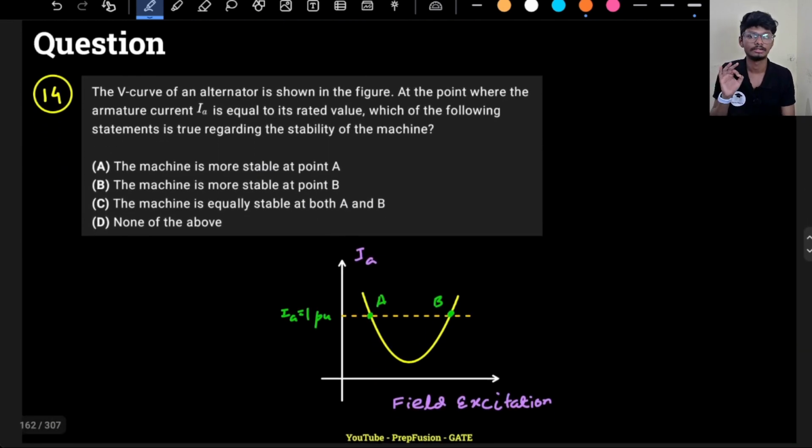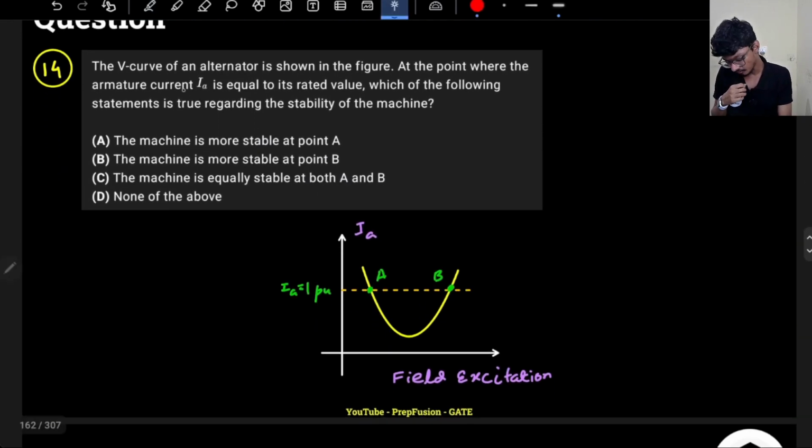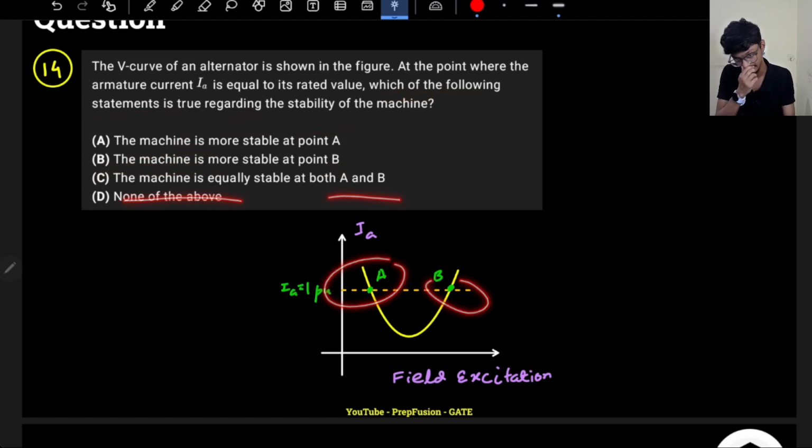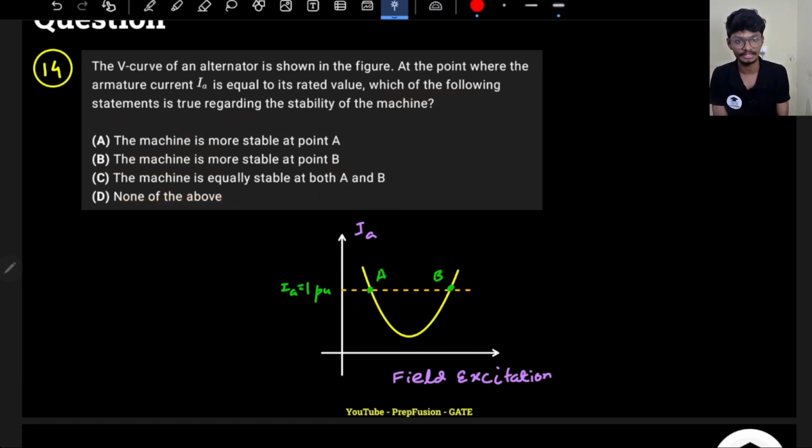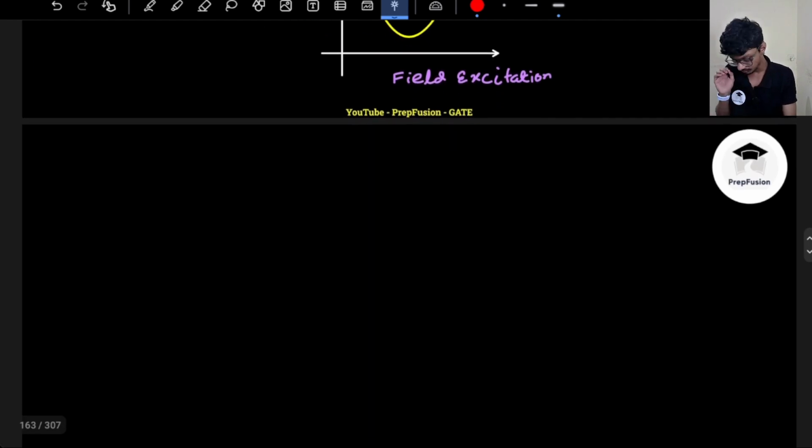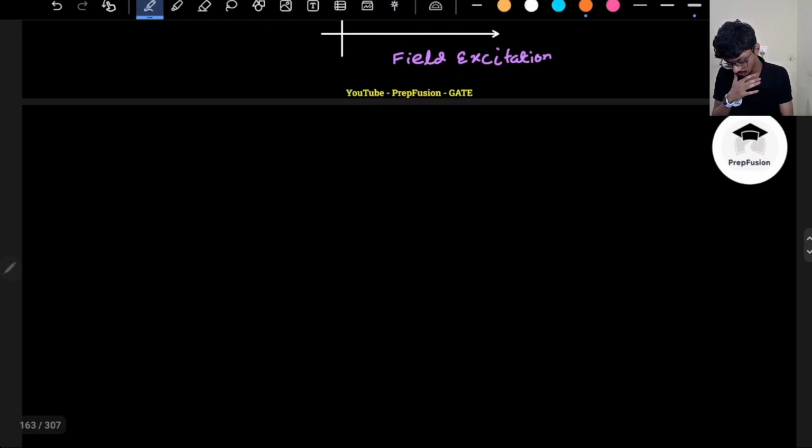Okay, now let's solve the next question. The V curve of an alternator is shown below. At the point where the armature current IA is equal to its rated value, that's why it is 1 pu, which of the following statements is true? The machine is more stable at point A, more stable at point B, or equally stable at both point A and B. So how can you determine the stability angle? We will discuss this later as well. For now, just one key point, I'll prove it to you later.